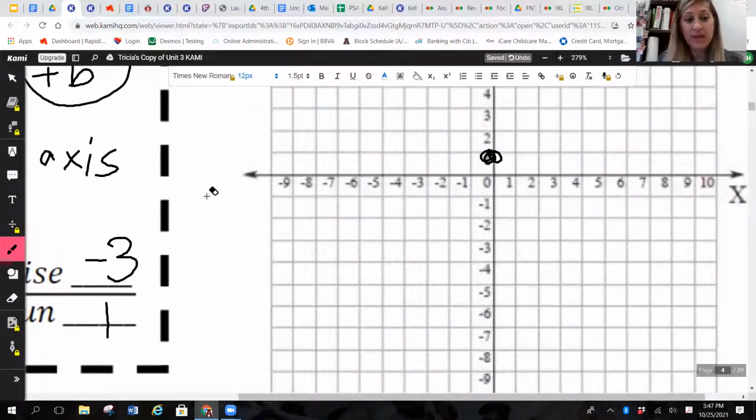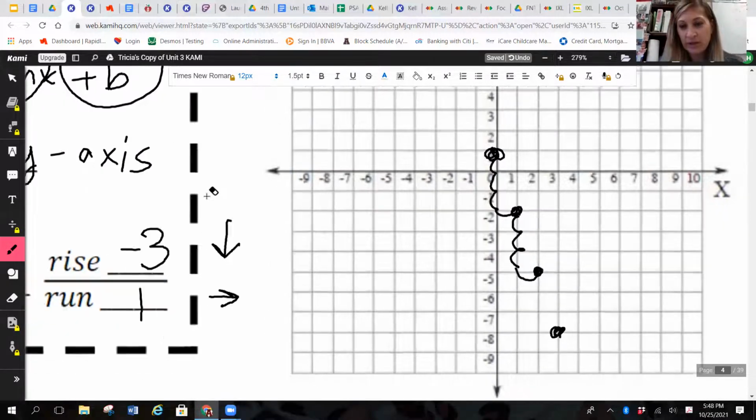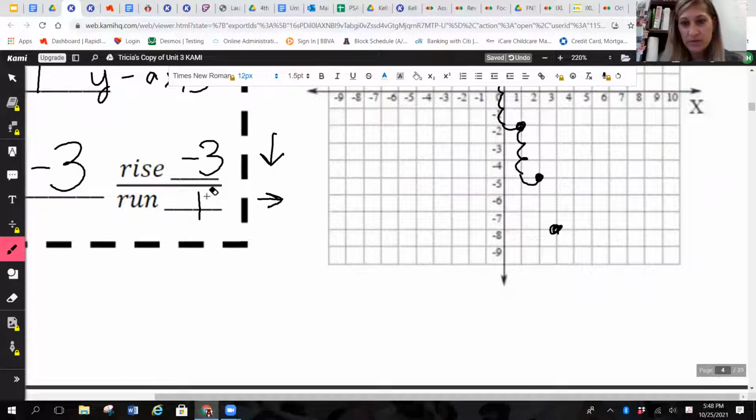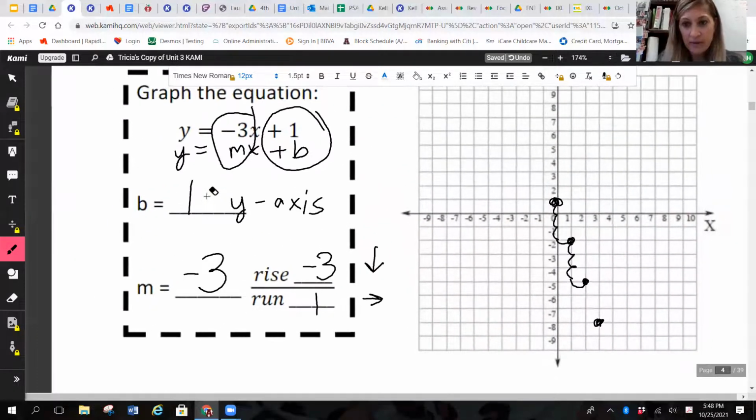Now, if I'm following -3/1's instructions, I will go down and to the right because a negative rise is rising down. So 1, 2, 3, and 1 to the right, and there we land. And now I'm going to do it without the little extra steps. Okay, so here is this part of the line.